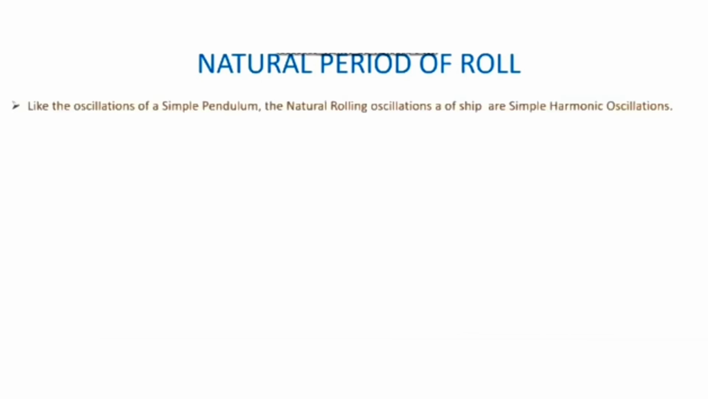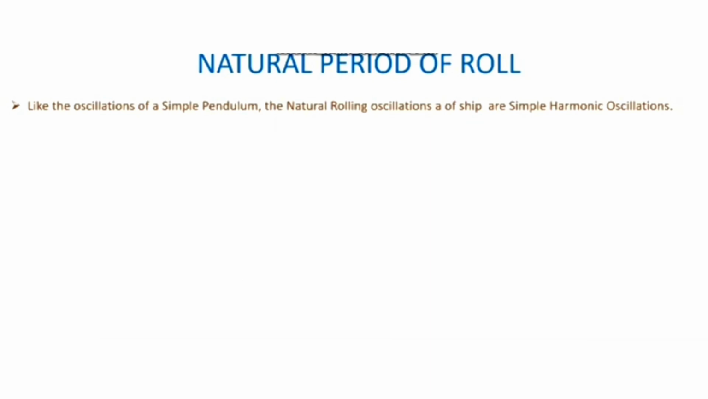Clear, sir. Now, this natural period of roll is whatever time the ship takes to complete one roll. We have just defined what one roll is. Now, like a pendulum, the ship's rolling is also simple, natural rolling I'm talking about. The ship's natural rolling is also simple harmonic in nature. So they follow the principles of simple harmonic oscillations.